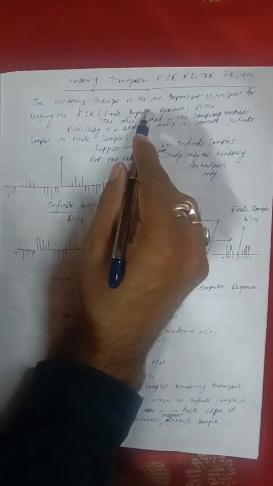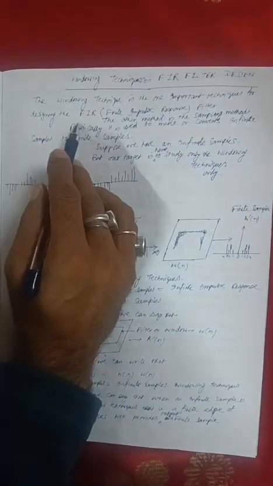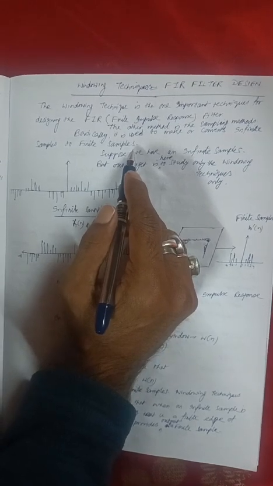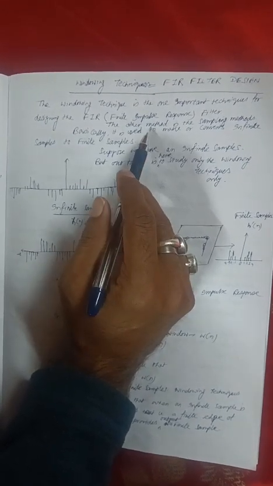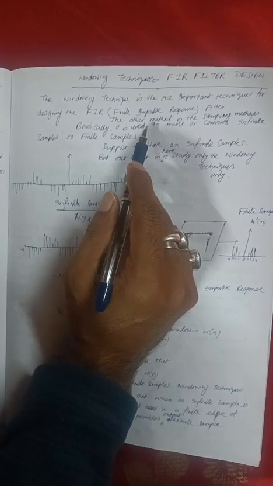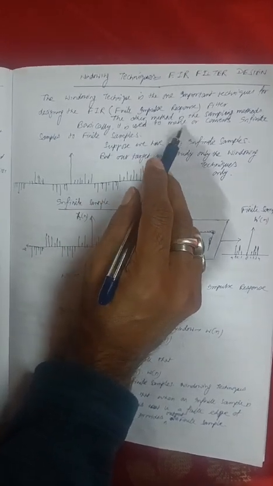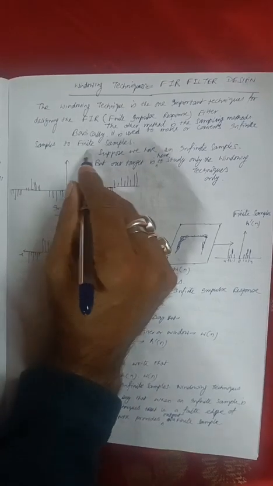So the windowing technique is one important technique for designing an FIR, finite impulse response filter. The other method is the sampling method, but we are not going to discuss the sampling method here. Basically, we are going to discuss these windowing techniques. It is used to convert the infinite sample to a finite sample. That's what I told you earlier: infinite sample means infinite impulse response, IIR. From the IIR we are making it finite.